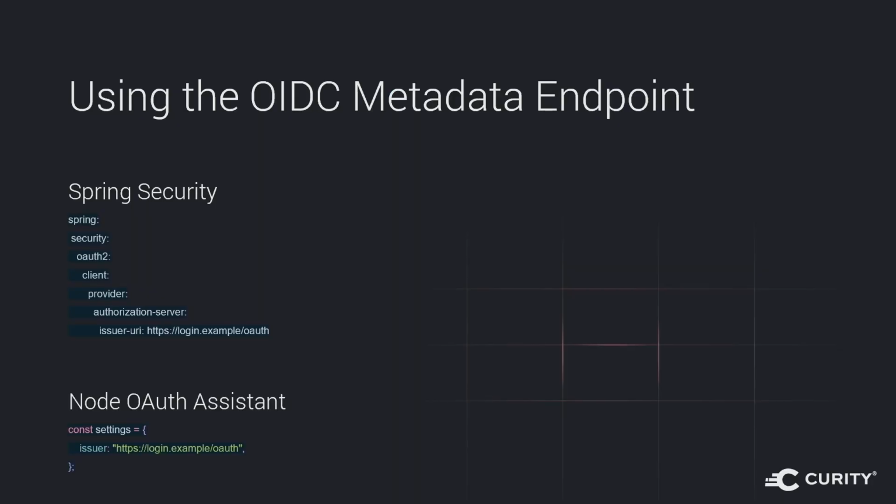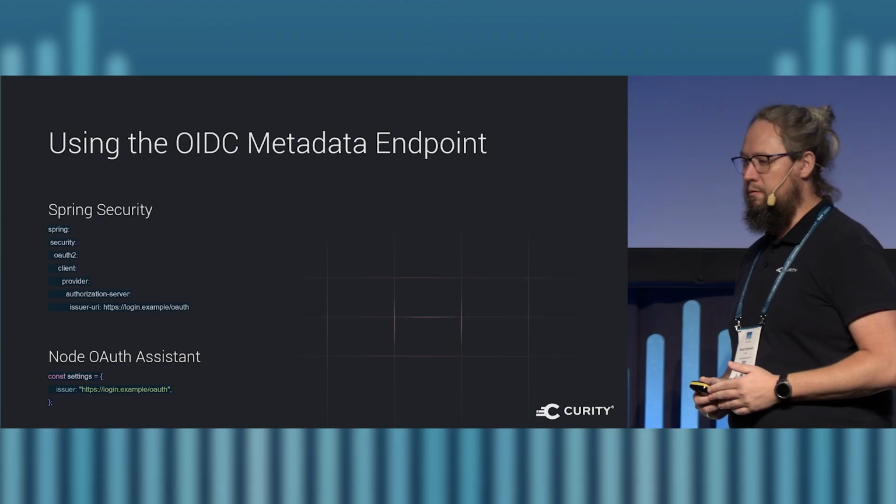And in fact, many client libraries support that. Here you have an example from Spring Security and Node Auth Assistant. All you have to do in these situations is just provide the issuer URI, and the library will know how to construct the metadata URL, because it's a well-known URL, and they will then query the authorization server and get all the information it needs to configure itself.